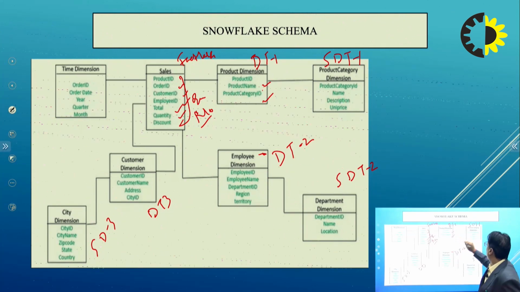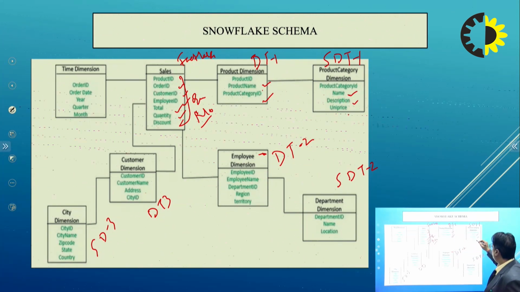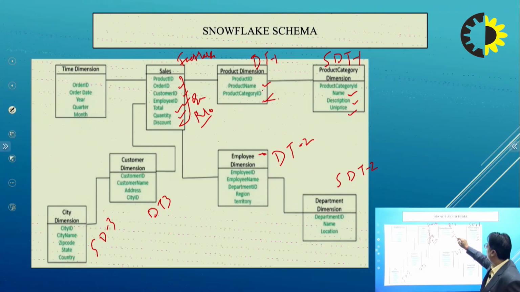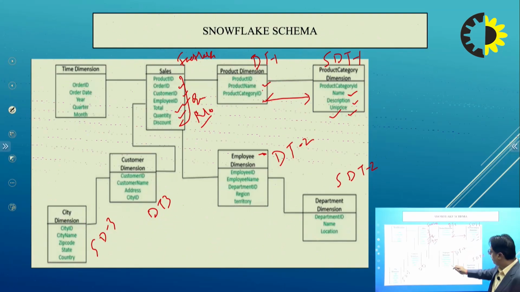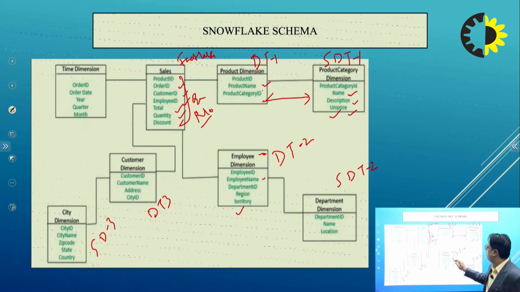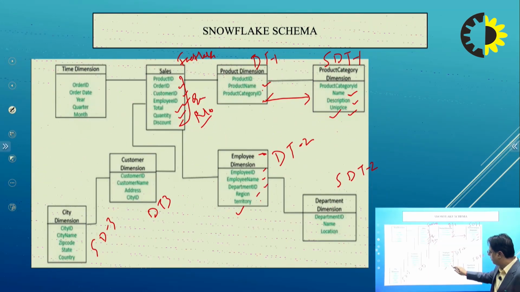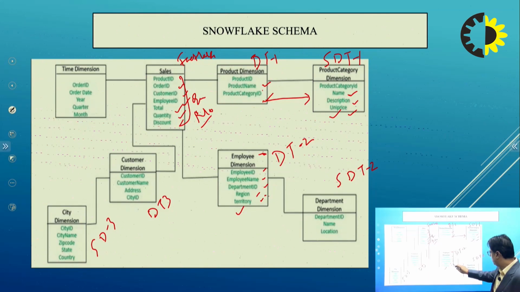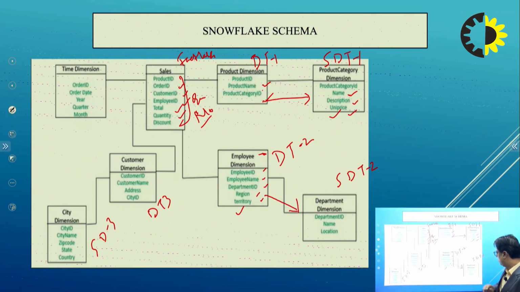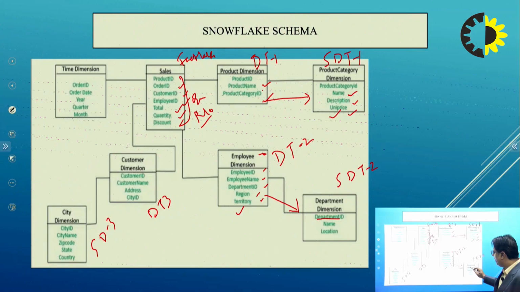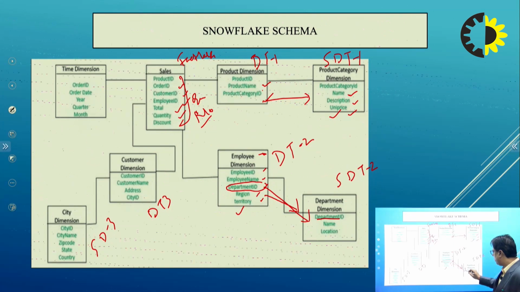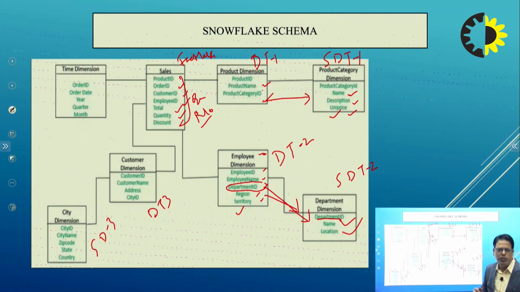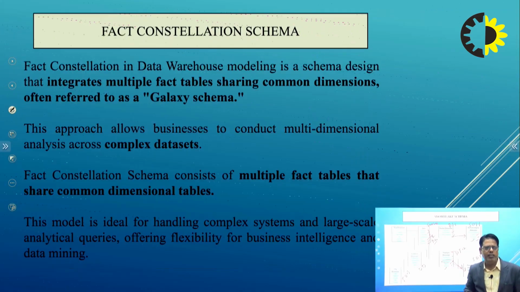So, product name, product category ID, description and unit price, means this dimension table is further normalized into sub dimension tables in Snowflake schemas. Second case is employee dimension: employee ID, employee name, department ID, region and territory. So, this dimension table is already divided into sub dimension tables. Department ID here, you check the department ID, but we use this department ID further normalized, means department name and department locations. So, we normalize the data more in the Snowflake schemas.